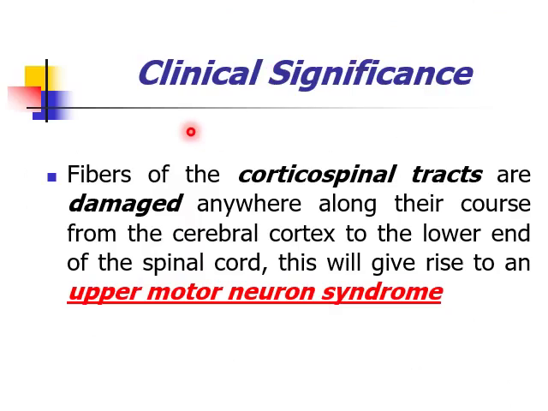The clinical significance of the corticospinal tract is that if its fibers are damaged anywhere along their course from the cerebral cortex to the lower end of the spinal cord, this will give rise to a syndrome called an upper motor neuron syndrome, or an upper motor neuron lesion. This happens when there is damage to the corticospinal tract along its pathway within the central nervous system, not beyond the central nervous system. So the injury should be at the upper motor neuron that we described earlier.